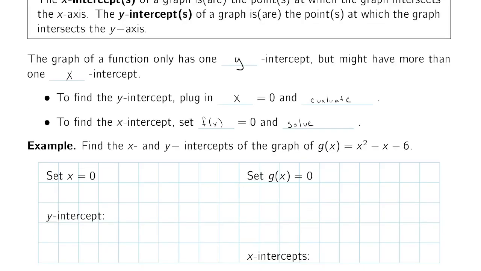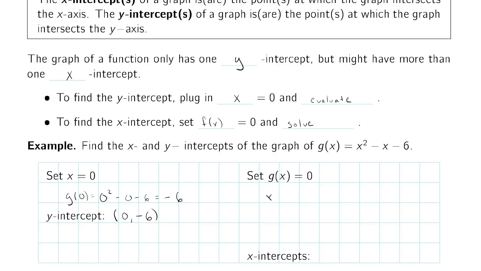Here we have g of x equals x squared minus x minus 6. When we set x equal to 0, that means we're going to take g of 0, which is 0 squared minus 0 minus 6, which is negative 6. And so our y-intercept is going to be (0, -6).